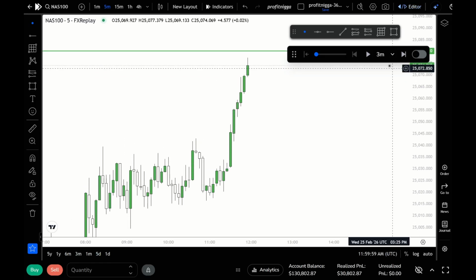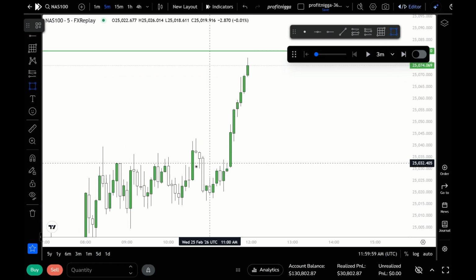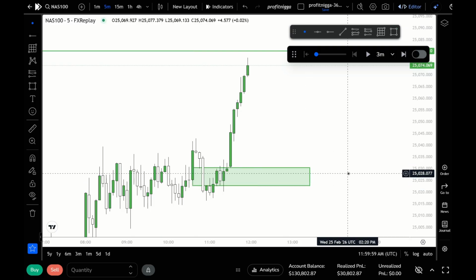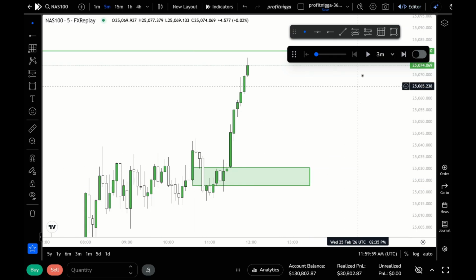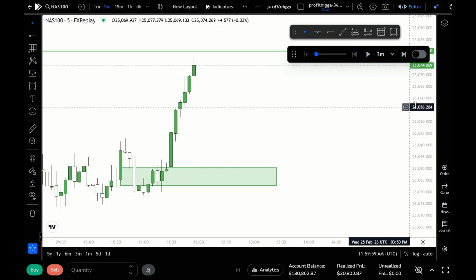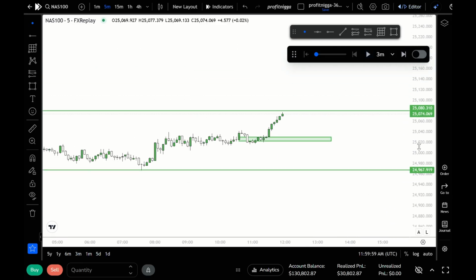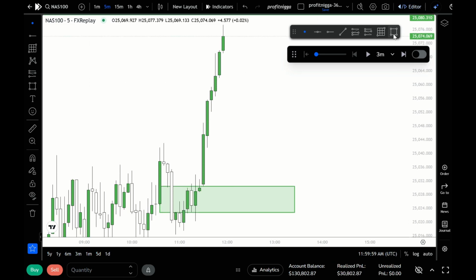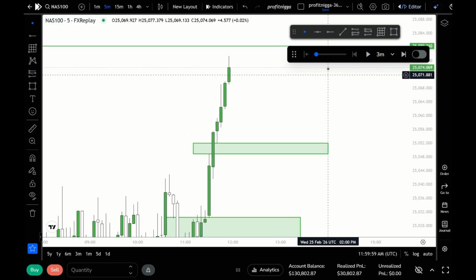Now we can find confluences and a break of structure, and we already have a break of structure to the upside. We also have a couple of fair value gaps here, so if they get hit, we can move on to 1 minute and look for confirmation.